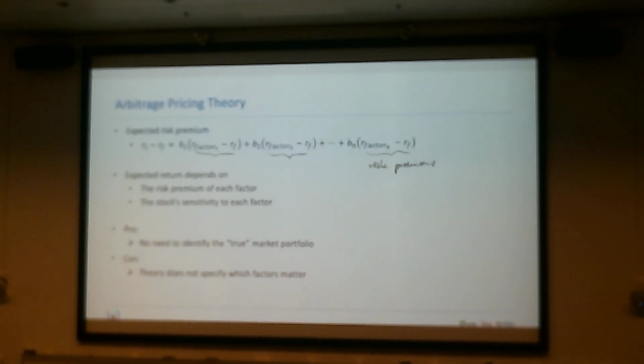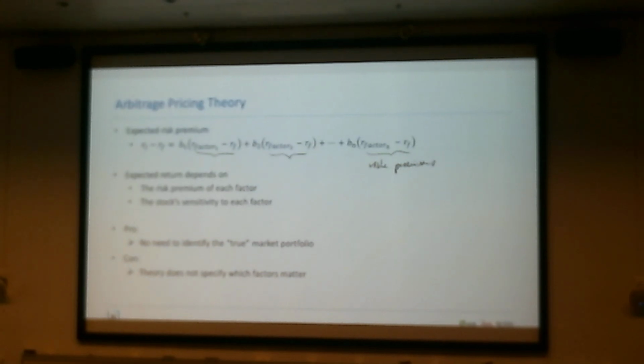And again, you could, in principle, include infinity factors, because there's an infinite number of risks out there. So what's really nice here, we don't have to think about the true market portfolio, because the true market portfolio would include many, many things. Not only stocks, but also bonds, real estate, commodities. So it's really hard to come up with a true market portfolio, and we don't have to worry here.